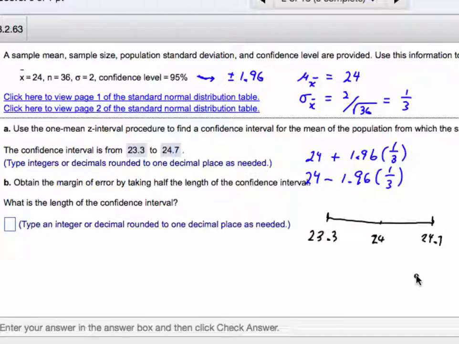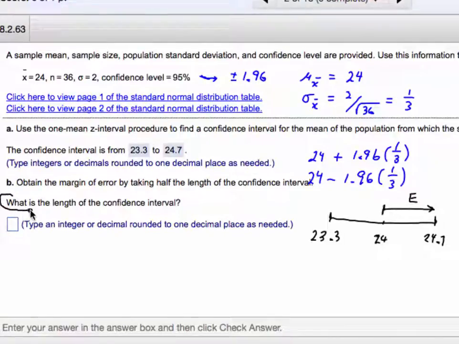Okay, so it says obtain the margin of error by taking half the length of the interval, so that's this. But then the question is, they kind of worded it weirdly. They said obtain the margin of error, but then they say what is the length of the confidence interval? So this is the question that they're asking. Is this the margin of error? No. Okay, so this may cause some confusion. They should have said you would obtain the margin of error by doing this. Now, what is the length of the confidence interval? It seems like it's asking two different things there. So we'll go with the second thing.